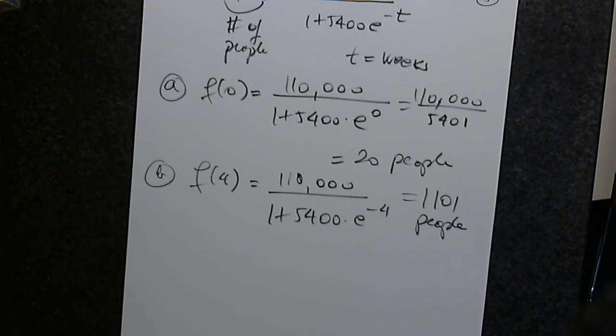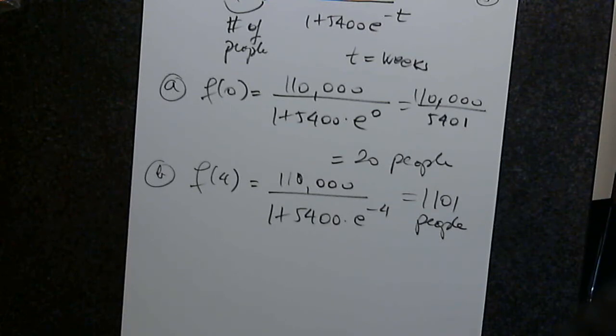1,101. Then I'm going to say after 20 weeks. Then after 50 weeks. Then after 60 weeks. Then after 90 weeks. And then after 1,000 weeks. What is the limiting size of the population that can get ill? 110,000.